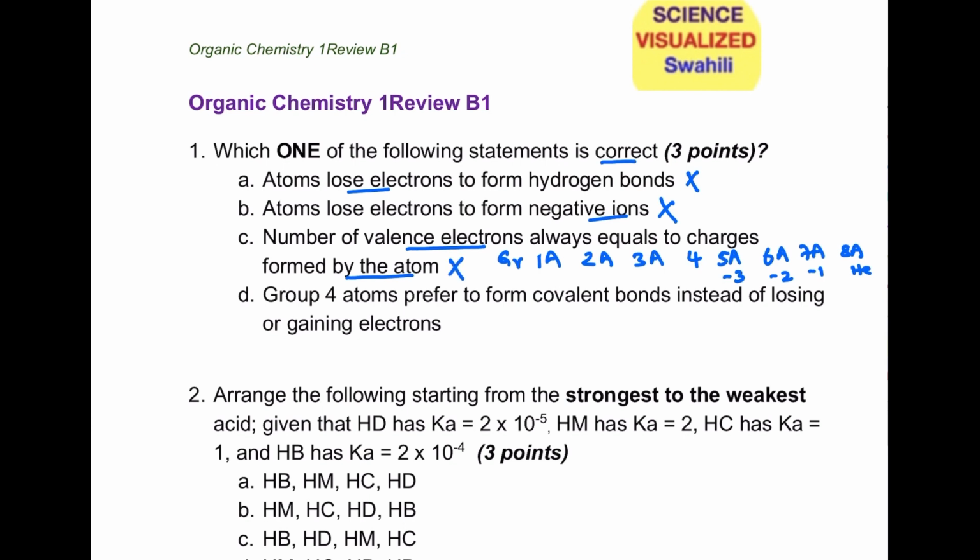Group 4 atoms prefer to form covalent bonds instead of losing or gaining electrons. That's true because group 4, as we saw here, will be something like carbon and silicon, and they will prefer to share electrons. And that's why organic compounds are mostly covalent bonds, because they contain carbon. So that's the right answer.